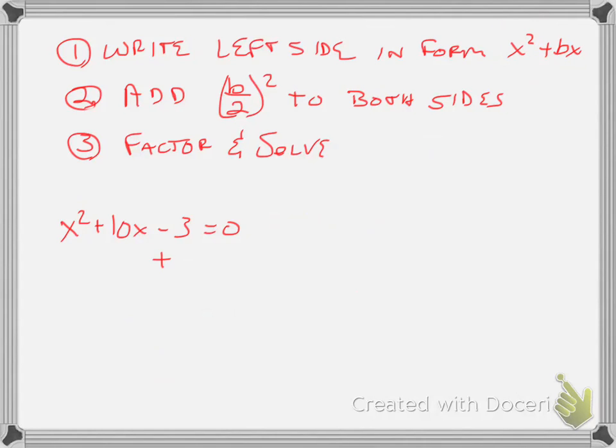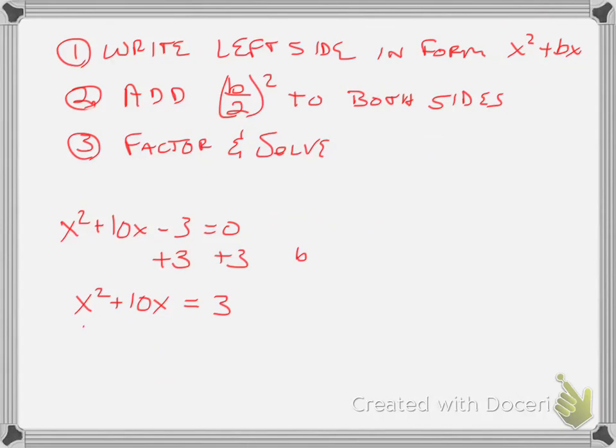So I'm first going to add the 3 because that's in my way of getting just the x squared and the x on one side. So I'm going to move that to the other side. So the way you want it is x squared plus bx equals your constant. Okay? And now I'm going to add b over 2 squared to both sides.